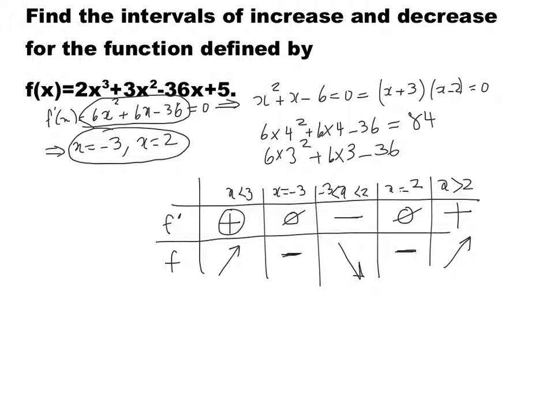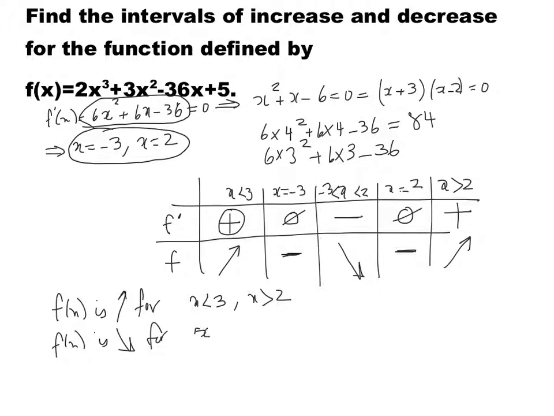So overall, I can say that f of x is increasing for x less than negative 3 and x greater than 2. And f of x is decreasing for x between negative 3 and 2. And at x equal to negative 3 and x equal to 2, it's going to be a maximum and minimum.